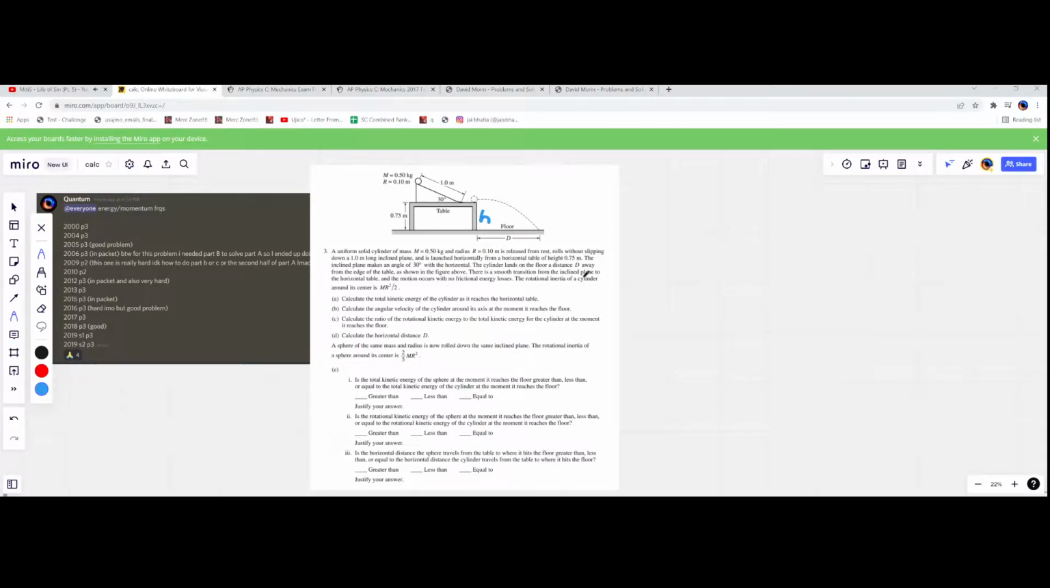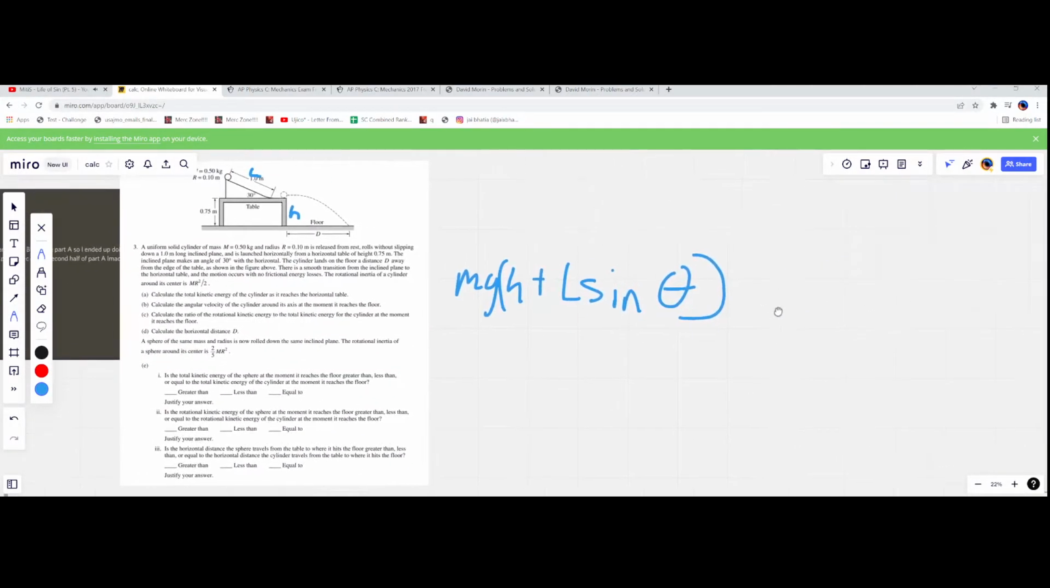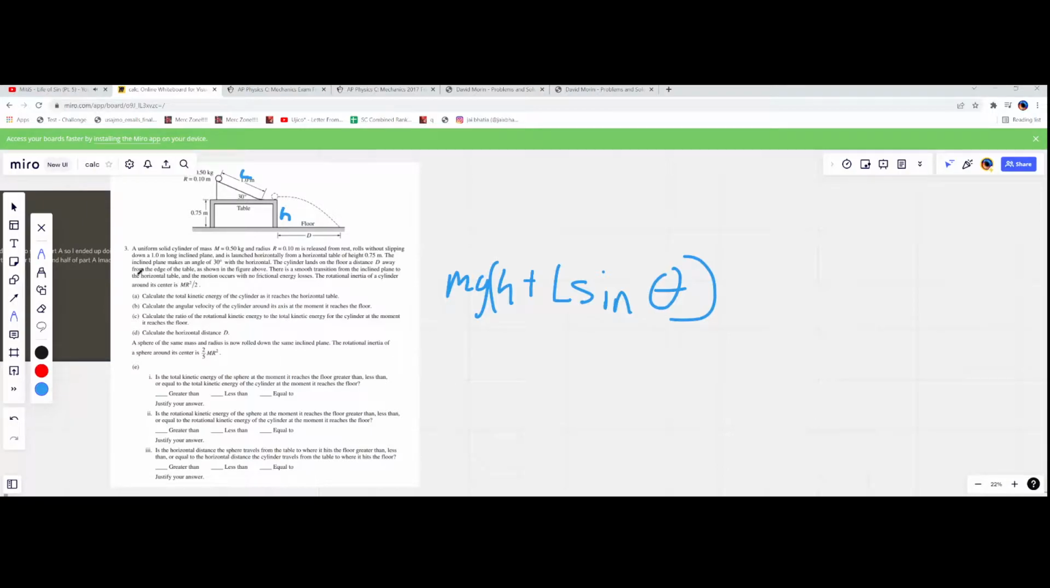Okay. So the total kinetic energy, that's pretty simple. Conservation of energy. The only relevant thing to keep in mind is probably that, let's call that L. The total gravitational potential energy at the start is just mgh plus L sine theta. And then it's just asking for total kinetic energy. So since energy is conserved, it's the whole thing.